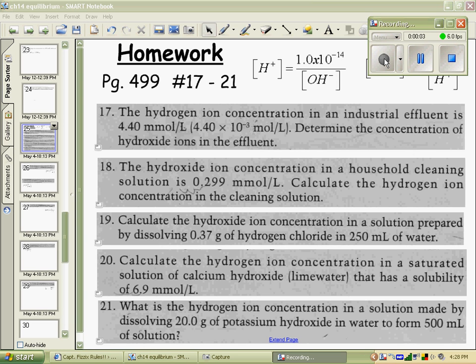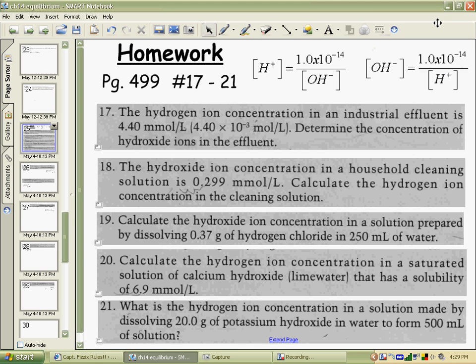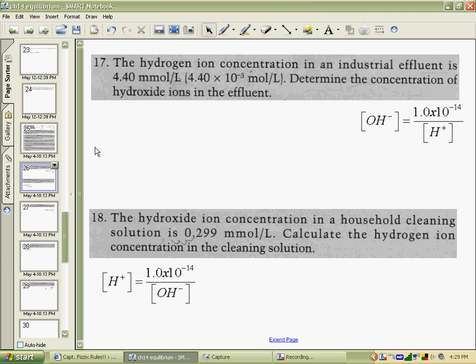Hi there. I noticed today that some students are having some trouble with our chemistry homework, page 499, numbers 17 to 21. And I think it was just because we introduced this pretty quick. So we'll take a look here at number 17.